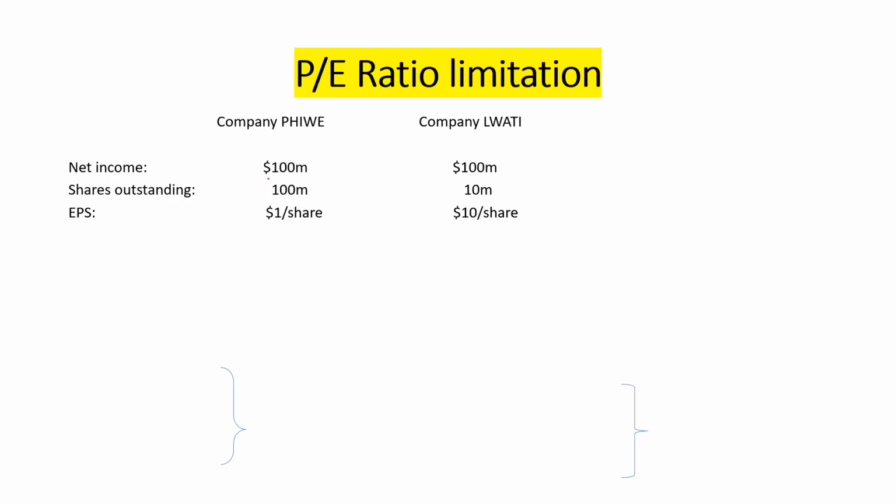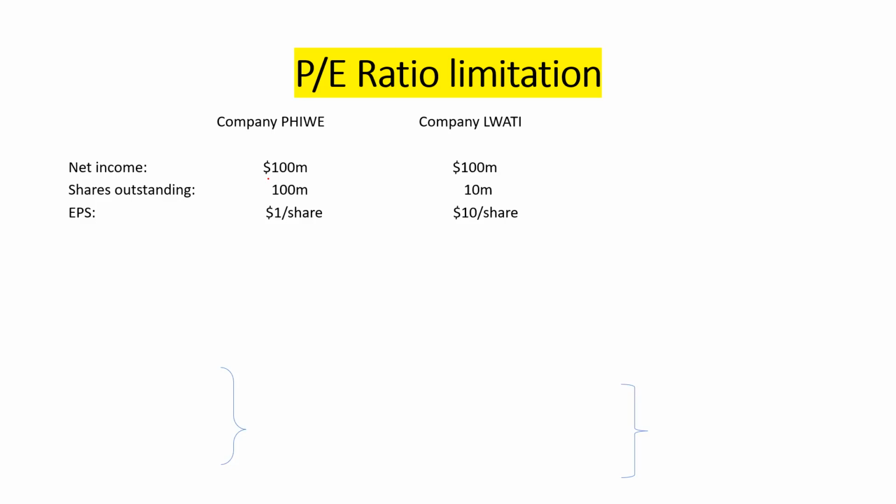Let's consider that we have two companies. We have company Piwe and then we have company Lwat. Both companies have a net income of $100 million. But the shares outstanding for company Piwe is 100 million and that of company Lwat is 10 million. Also, the earnings per share for company Piwe is $1 per share, whereas the earnings per share for company Lwat is $10 per share. Given a choice to buy a share of either company Piwe or company Lwat, which share would you buy? Which share is worth more?